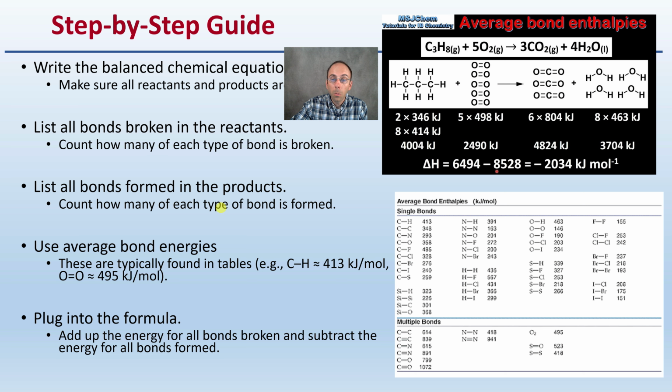You want to list all the bonds also formed in the products. You want to count how many of each type of bond you have there as well. So again, here we've got 6, and here we've got 8 bonds. If we count them all up, multiplying by that given number, we get our total number.